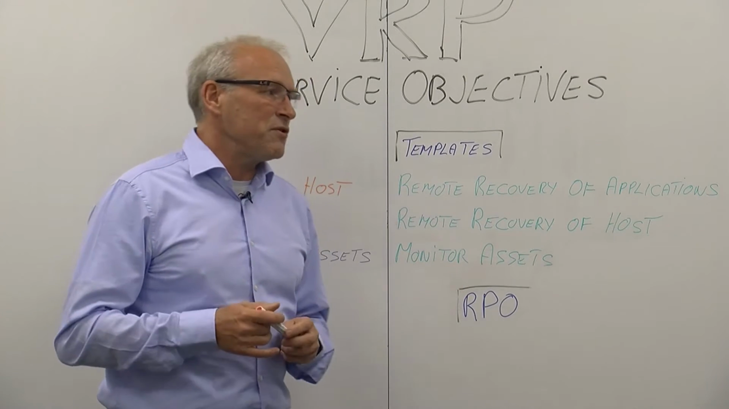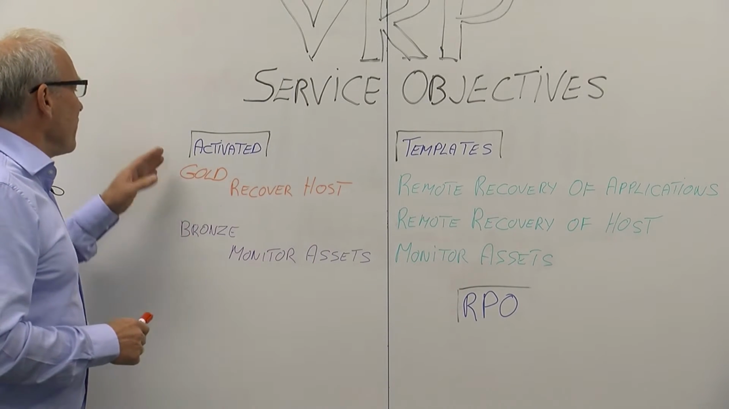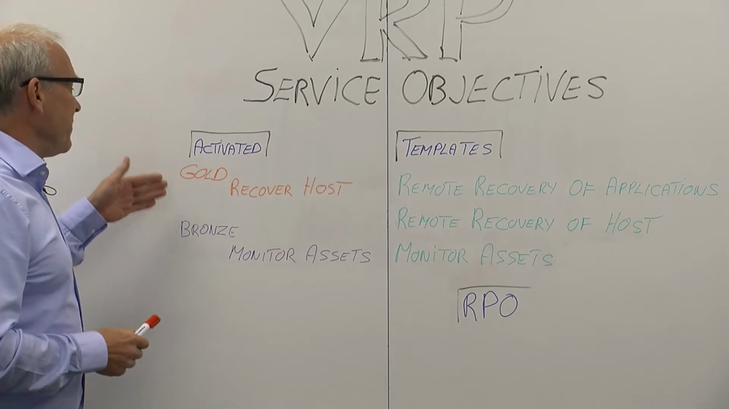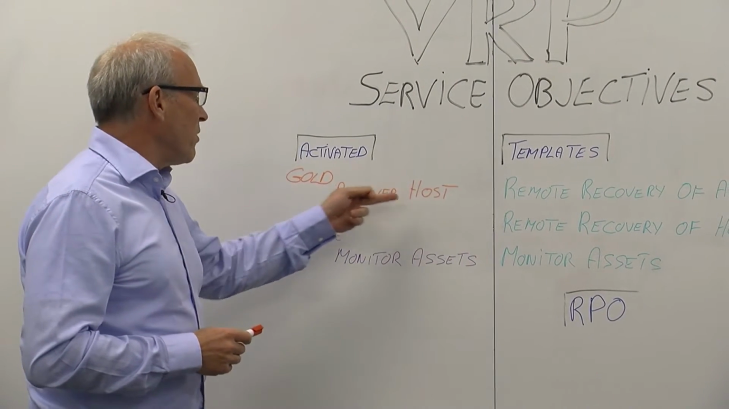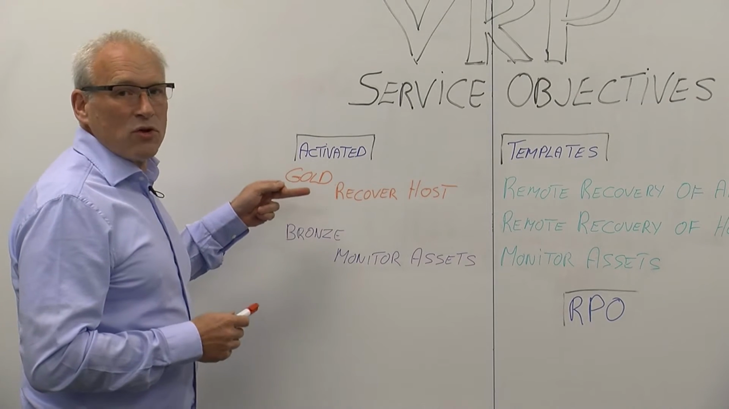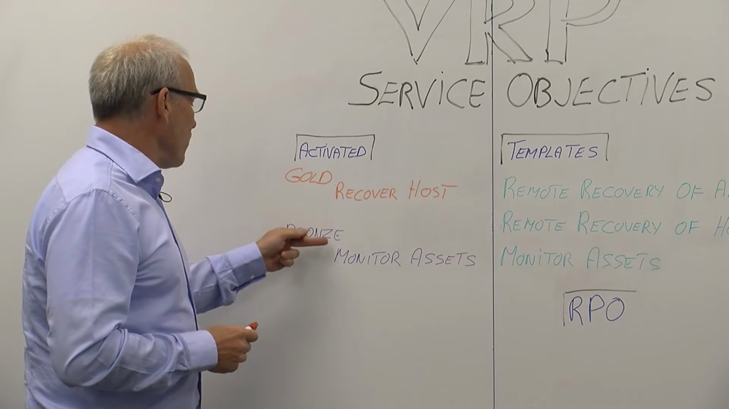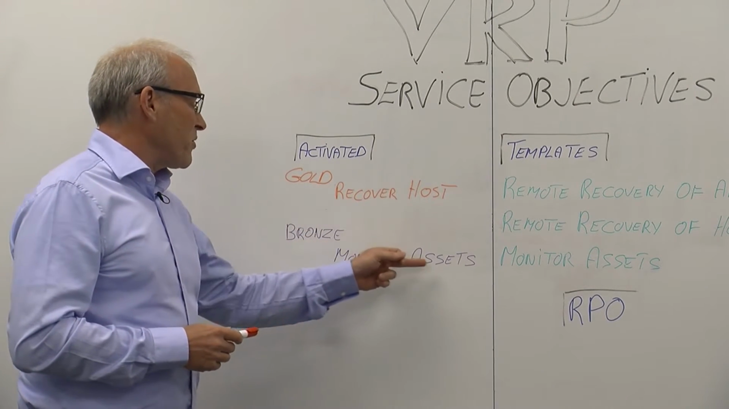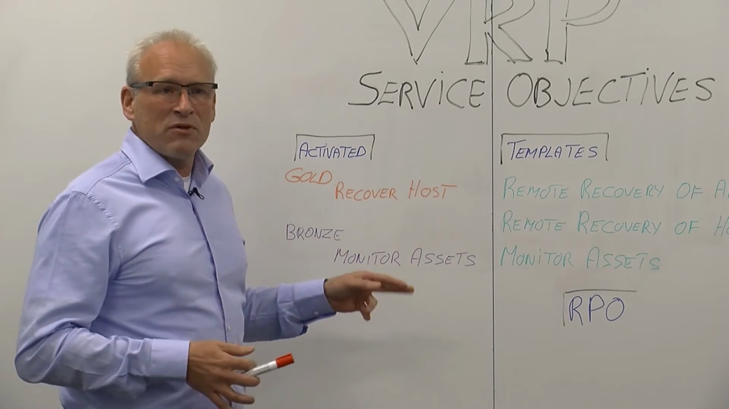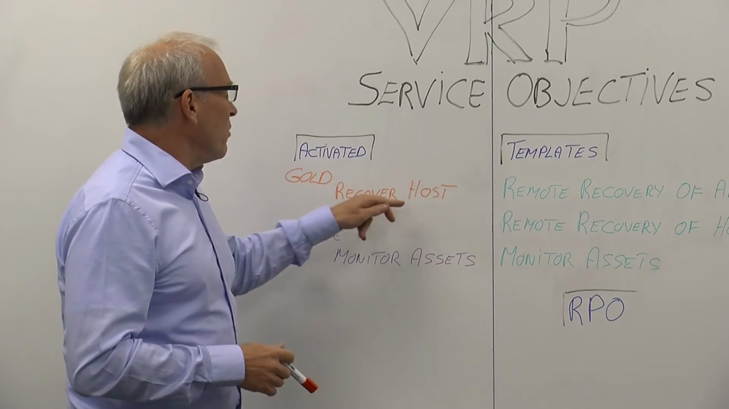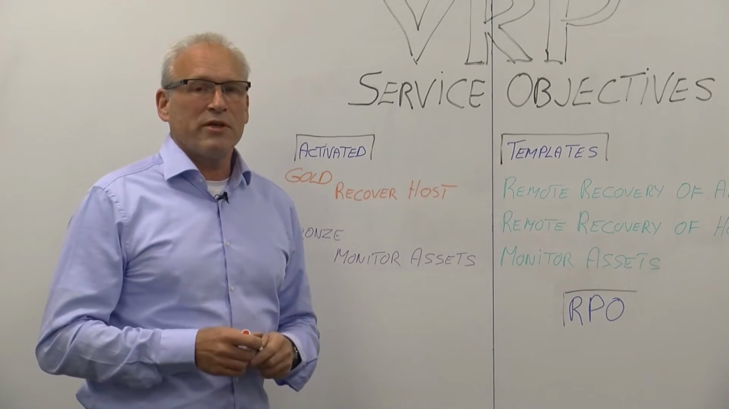When you define a service objective, we have two which are pre-activated in the product when you install it. We have one called recovery host, and it's set up as a gold service objective. And we have one set up as a bronze, which is monitoring asset. So monitoring asset is really the same as the former unprotected resiliency group, and the recovery host is really the protected resiliency group.